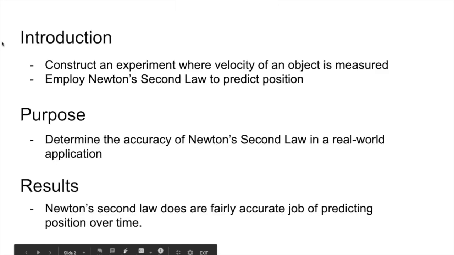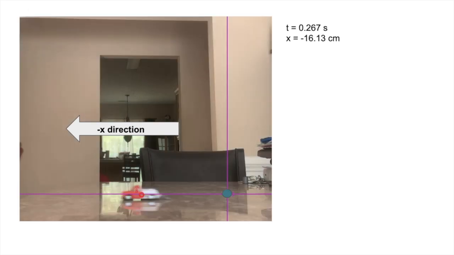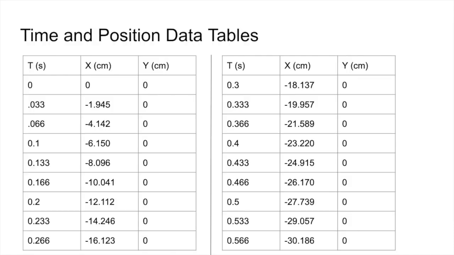The problem in this experiment is to determine if Newton's second law can provide an accurate prediction of velocity for an object with an unchanging direction. This information is interesting because it allows us to predict the future position of an object in motion. As you can see, the object, a toy truck, is moving in the negative x direction for about 0.5 seconds.